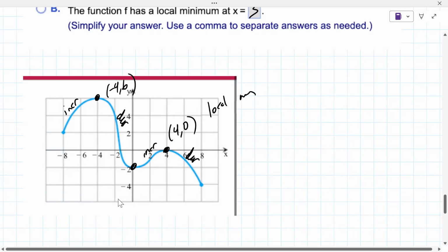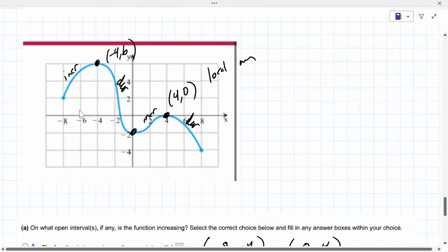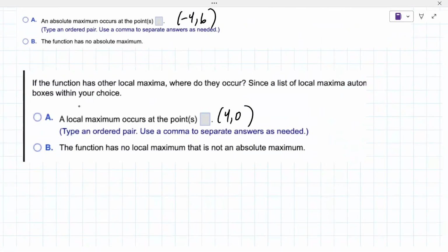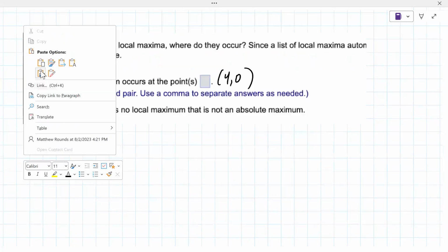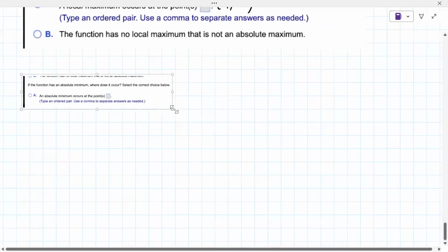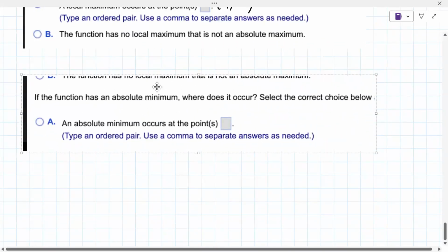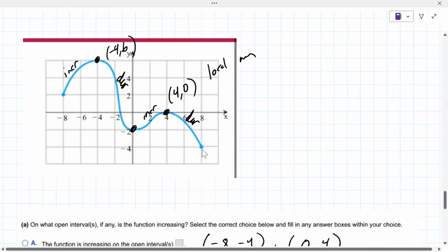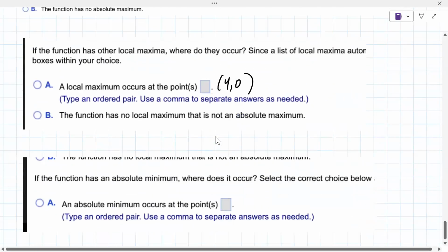Let's do that. Yeah, we'll just do that, 4 comma 0. And then, oh, it is avoiding that issue. There's this weird kind of local max, local min problem that this one avoids. So the absolute min is the smallest place on here. The smallest place right here is right there at 8, -4.